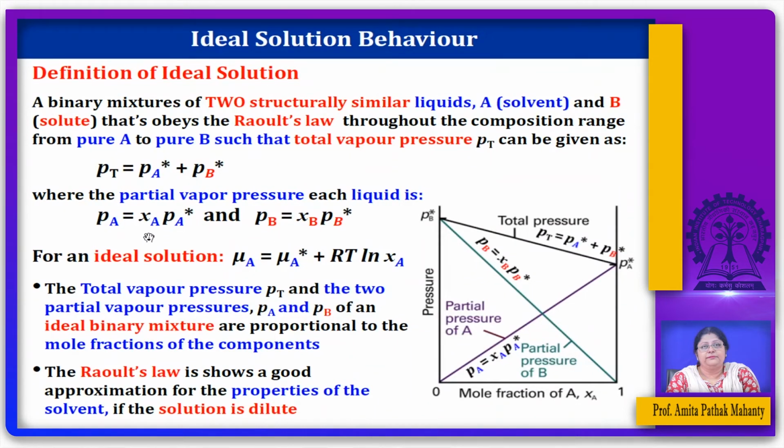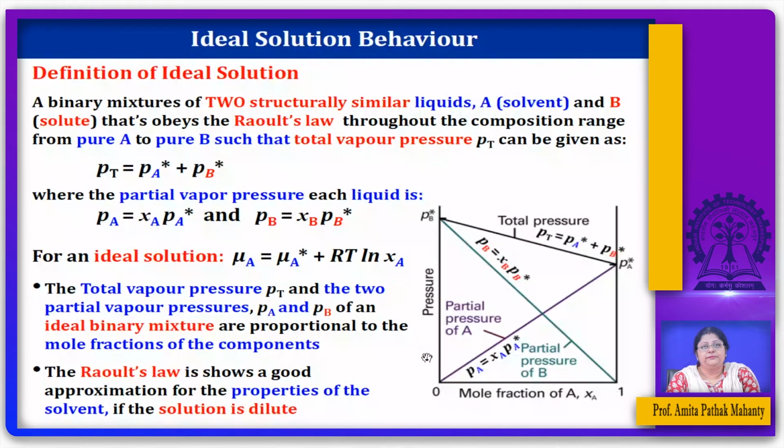And from this, we have said this can be derived as the chemical potential. So as long as this chemical potential relation is valid for all compositions from pure A to pure B, then we say that the solution is ideal.